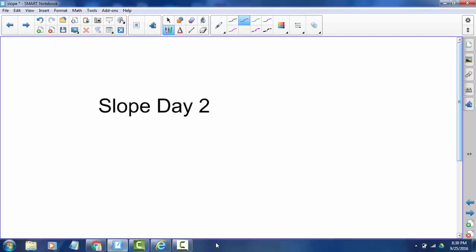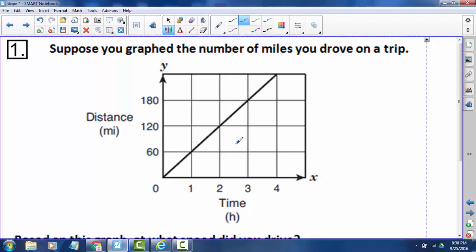Right, welcome to slope day 2. If you'll recall from slope day 1, slope is the rate of change between two data points. Okay, so today we're going to be analyzing some situations and we're going to be looking for things like slope.